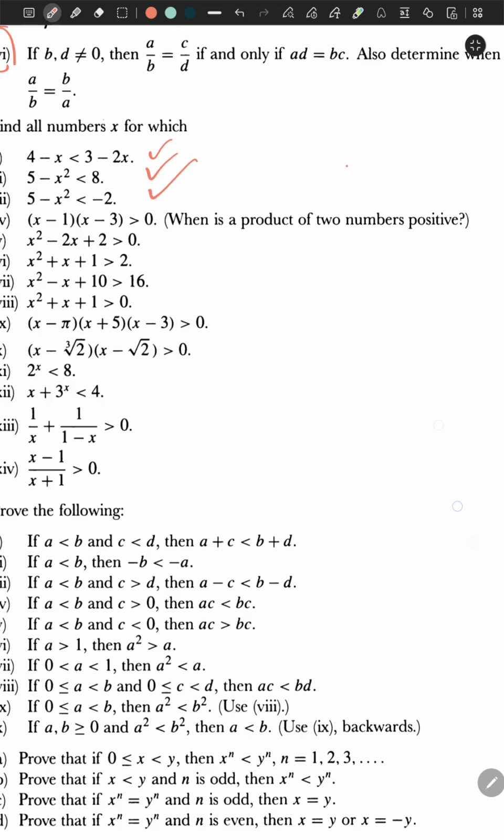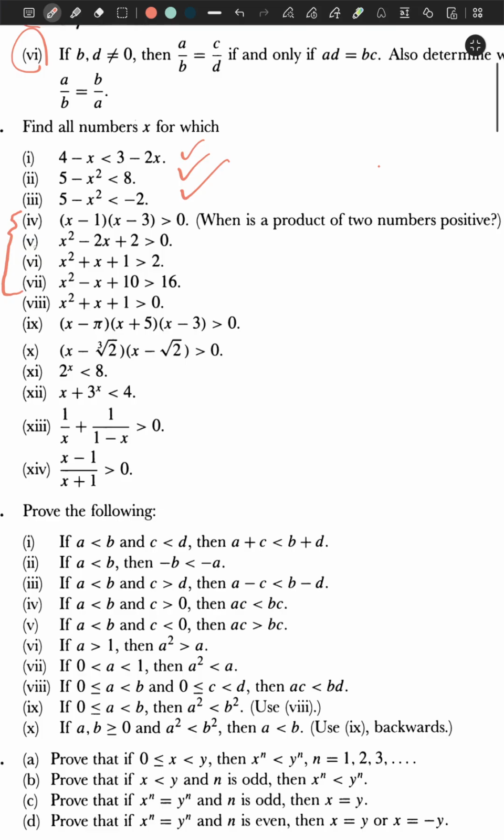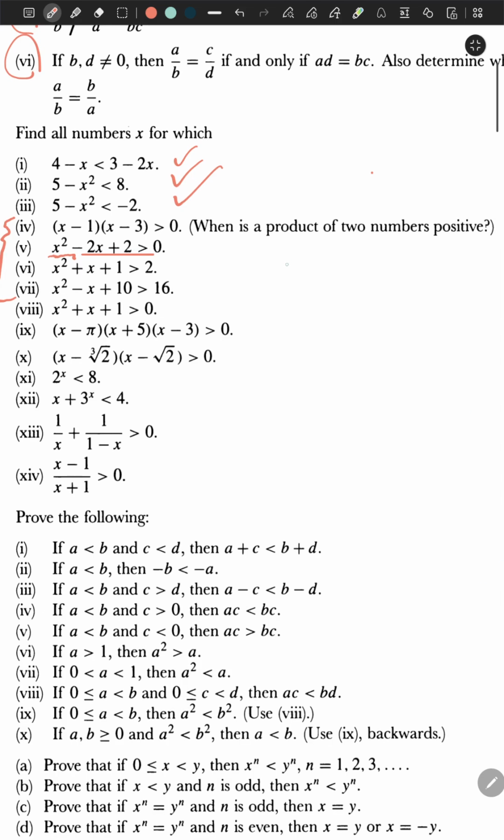All right. So let's get to problem V. Find all numbers x for which x² − 2x + 2 > 0. All right. So what does this quadratic reduce down to? Can we factor it? Yeah, let's see if we can do that.